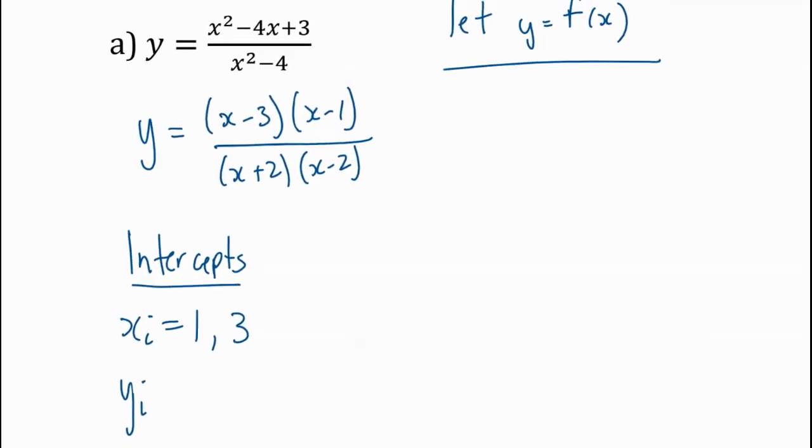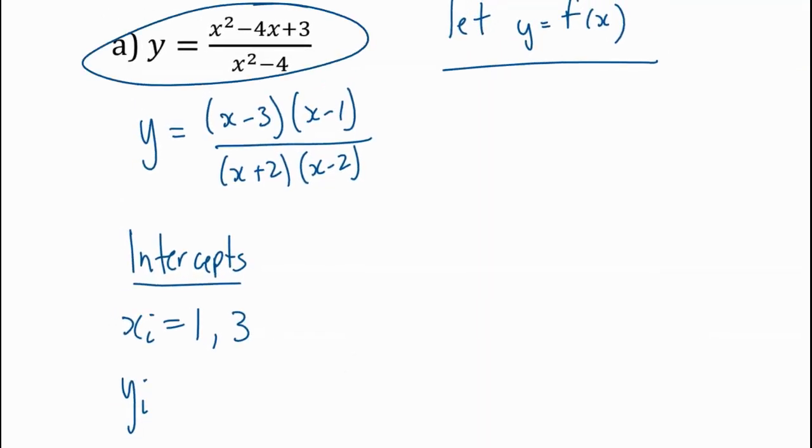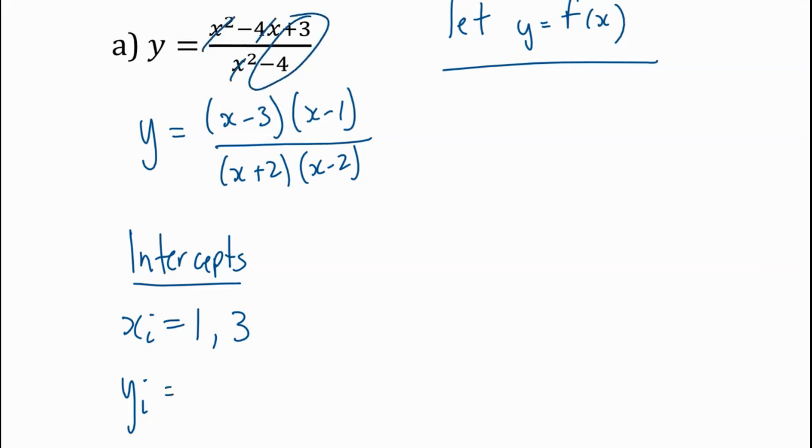Y-intercept we're going to get from the expanded form. This is why we want the different forms. Factored form gives us x-intercepts. Expanded form gives us the y-intercept. If I sub in zeros, all the x terms are gone, and I'm left with 3 over negative 4. So negative 3 over 4.